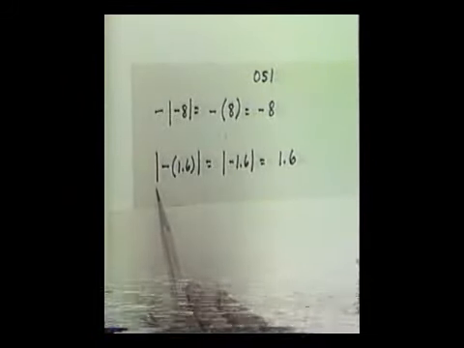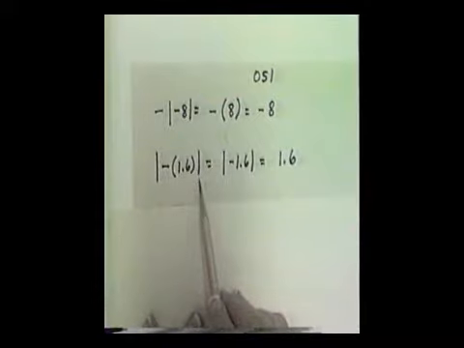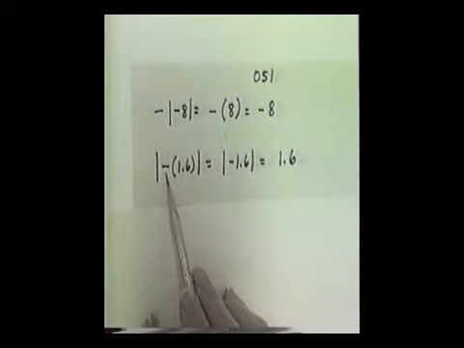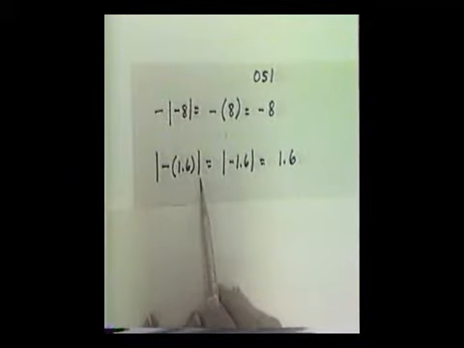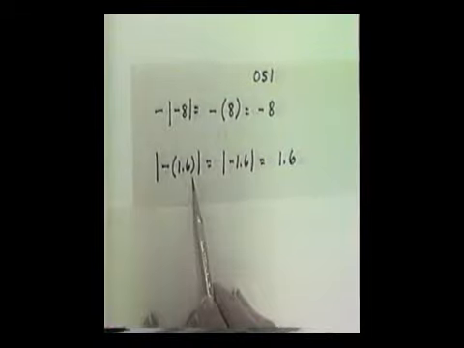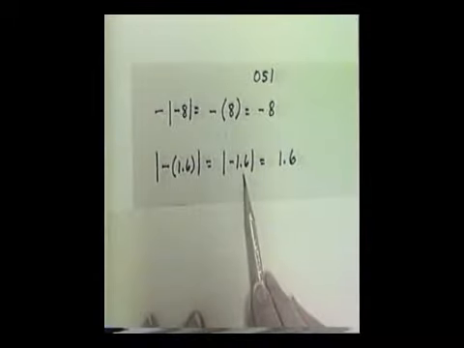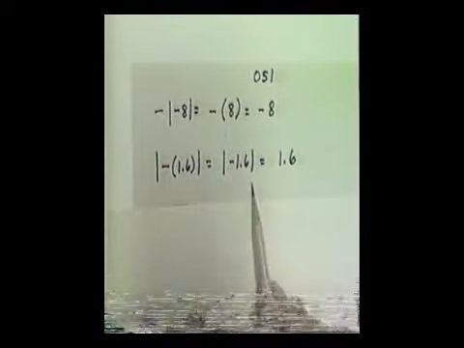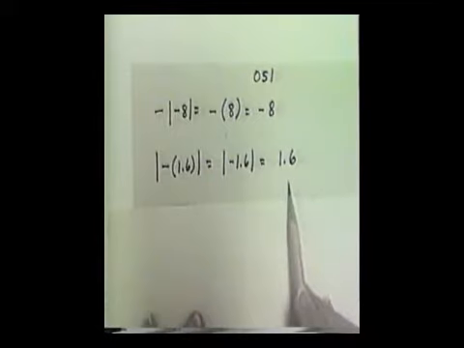The next one asks us to take the absolute value of the opposite of 1 6/10. The absolute value of the opposite of 1 6/10. We begin inside and take the opposite of 1 6/10, which is -1 6/10. Then the absolute value of that is positive 1 6/10.